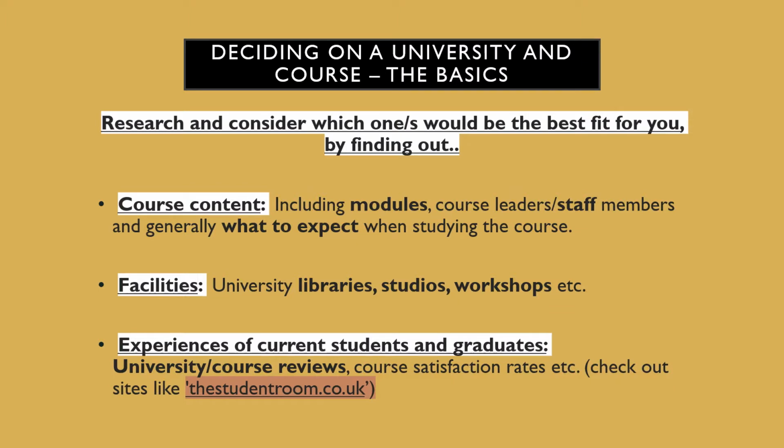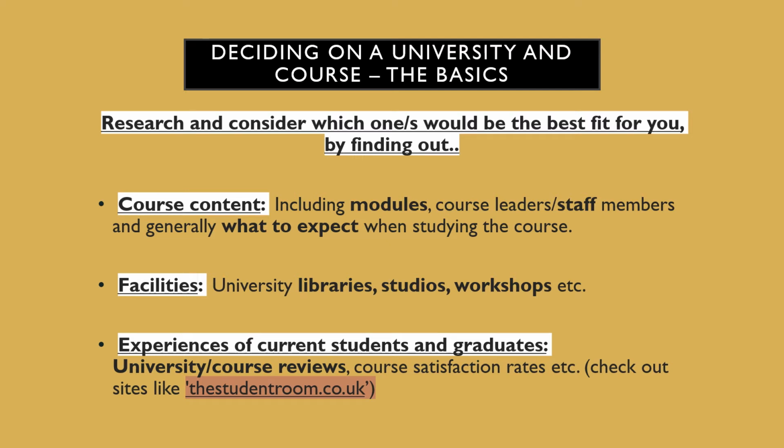Let's talk about the basics of deciding on a course. So you ideally want to aim to have a handful of potential universities that you're applying to. Research and consider which ones are the best fits for you by finding out course content. Remember, it's important to be aware that different universities and the courses they offer will operate differently to others when it comes to things like their approaches to teaching the course, how the course is run, course content, the modules, and so on. So look onto the university course websites and carefully read through the course content, which will cover what you can expect from each year of the course.